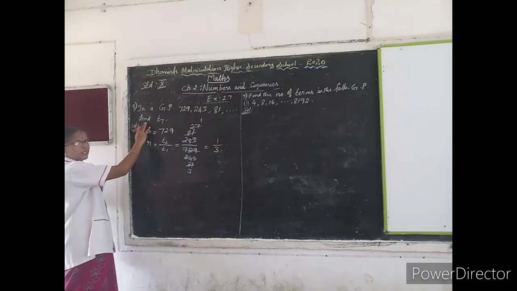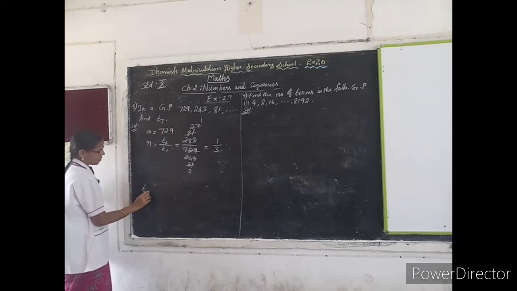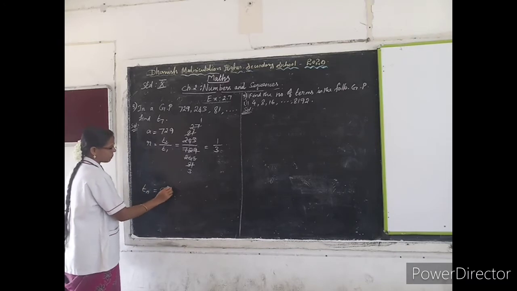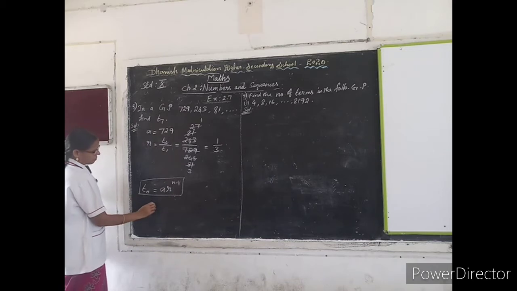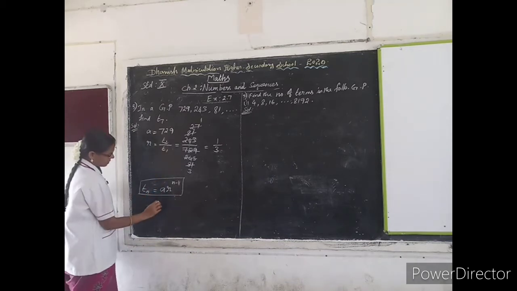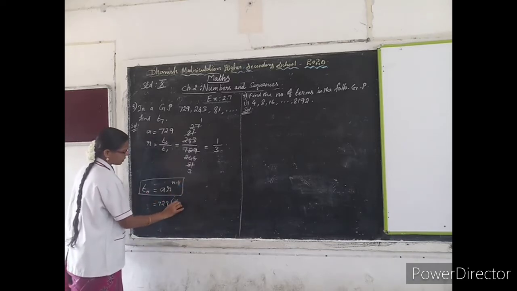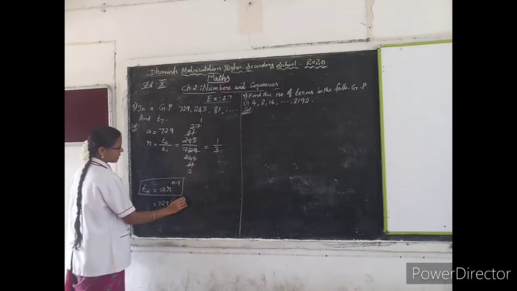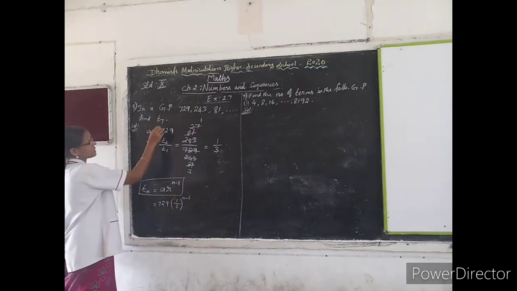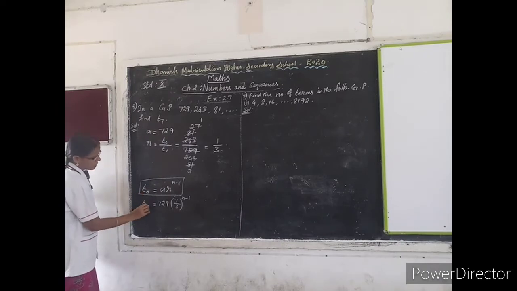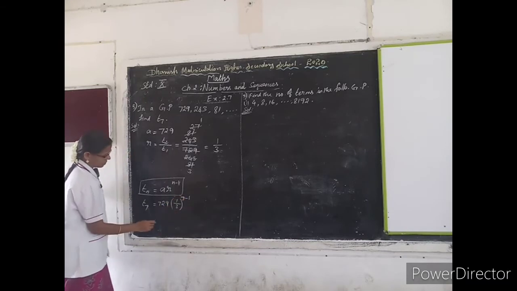What is our question? Find T7. This is the nth term. So the Tn formula for GP is A r power n minus 1. Here our A is 729, r is 1 by 3, whole power n minus 1. For T7, here n is 7. So T7, substitute 7 in place of n.